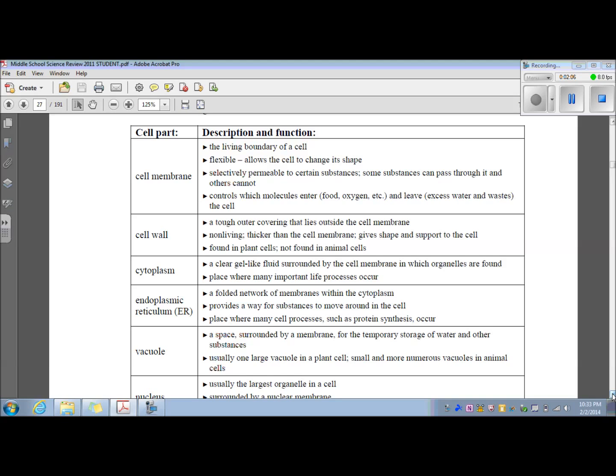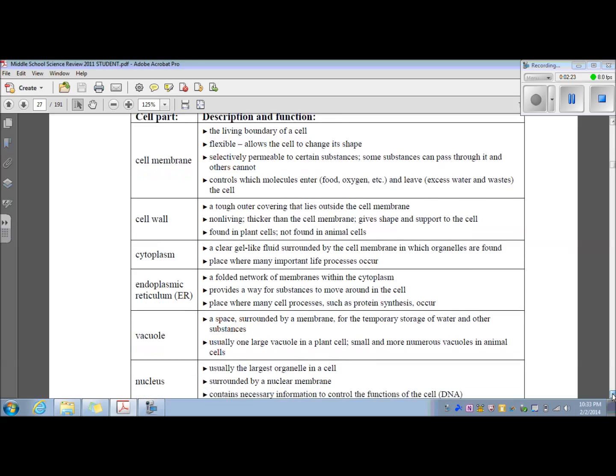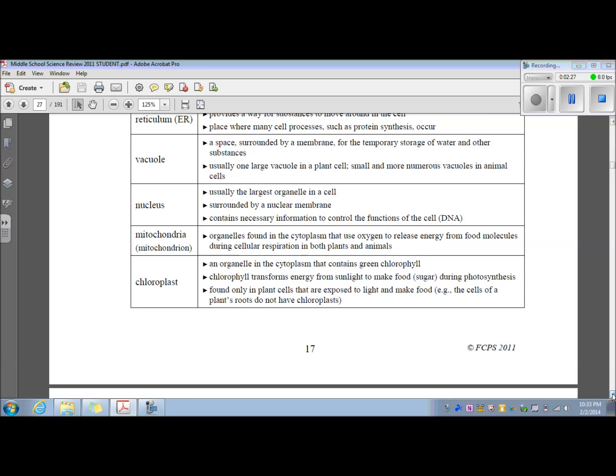Endoplasmic reticulum, also known as ER. The ER is a folded network of membranes within the cytoplasm. It provides a way for substances to move around the cell. It's the place where many cell processes, such as protein synthesis, occur. Vacuole. The vacuole is a space surrounded by a membrane for the temporary storage of water and other substances. There's usually one large vacuole in plant cells, and in animal cells there are small and more numerous vacuoles.